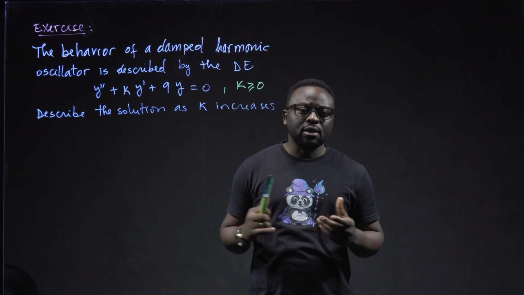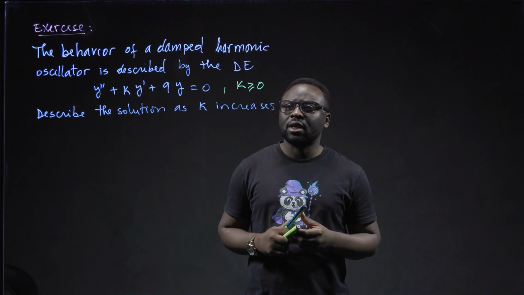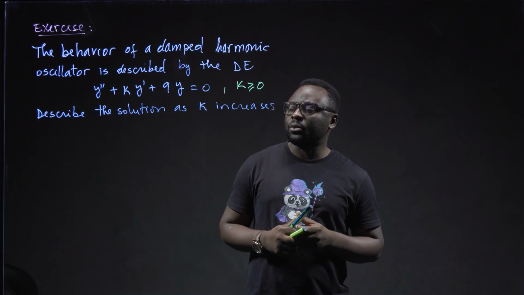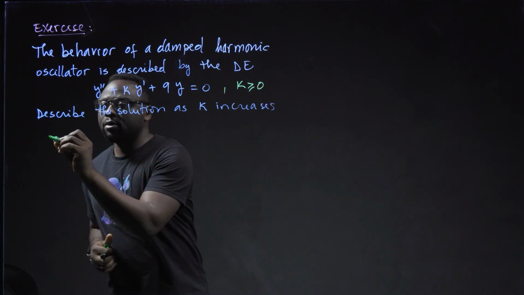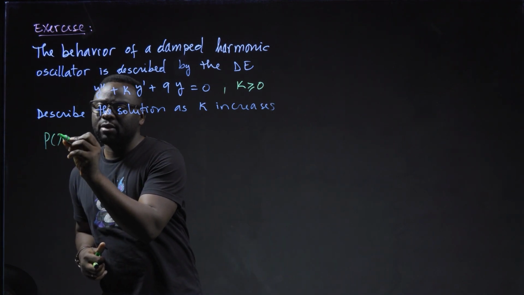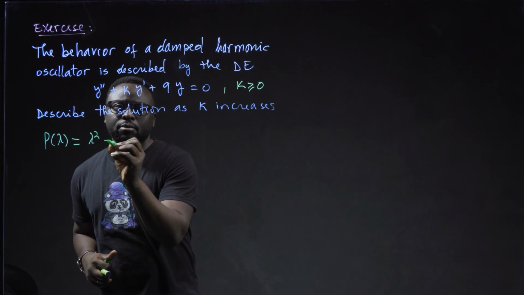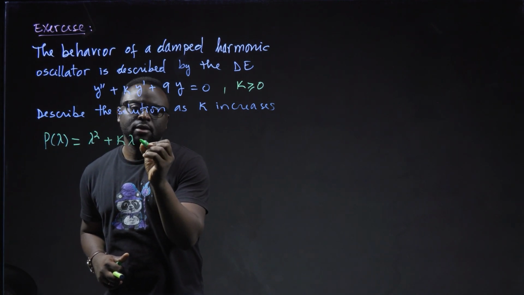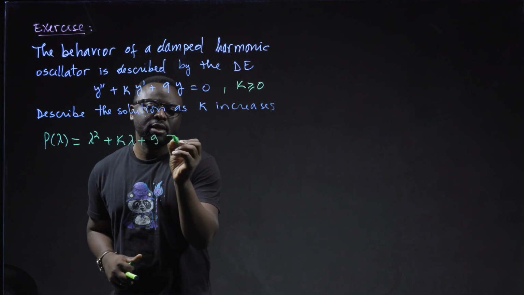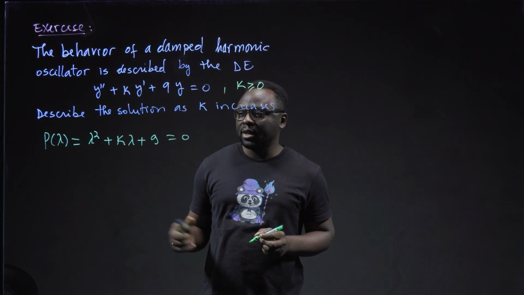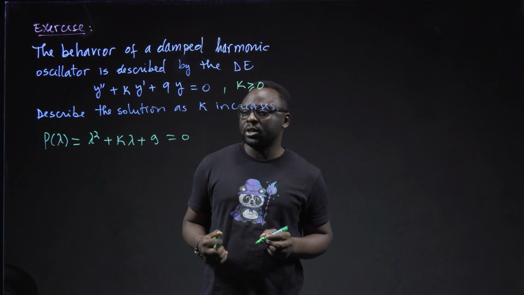When we have a differential equation, if you remember the first step I mentioned, we first have to start with the auxiliary polynomial. The auxiliary polynomial here, p of lambda, is lambda squared plus k lambda plus 9 equal to 0. So we want to use the discriminant, given that it is a second order equation.